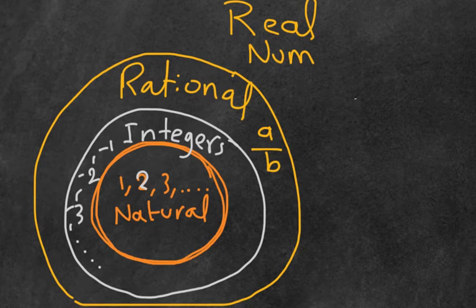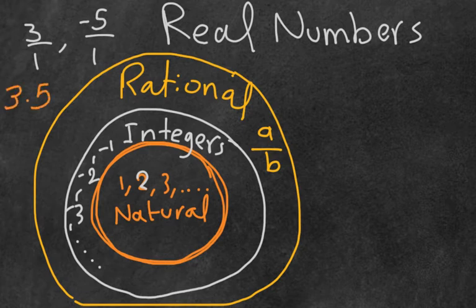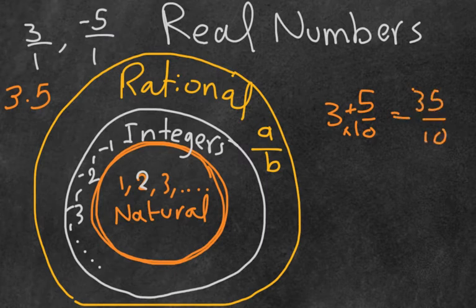All the rational numbers are real numbers. So for rational, any number can be written as a fraction. Like 3, we can say it's rational because we can write 3 over 1. -5 is rational. We can write -5 over 1. If we have a decimal, 3.5, it's rational because it means 3 and 5 over 10. Then we can write it as a fraction: 10 times 3 is 30, plus 5, 35 over 10.